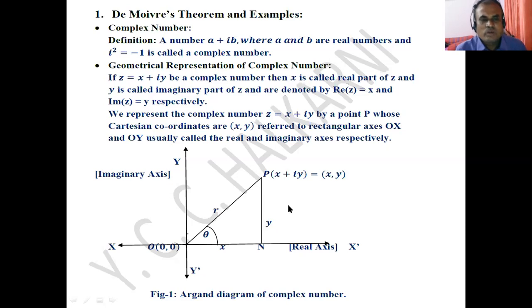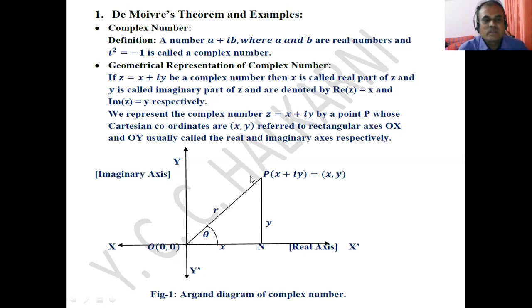So we draw the perpendicular from point P to the x-axis at point N, and therefore we get a triangle, triangle PNO. This is a right angle triangle. In the right angle triangle, the angle PON is denoted theta, and the hypotenuse OP has value R. So R and theta are polar coordinates.